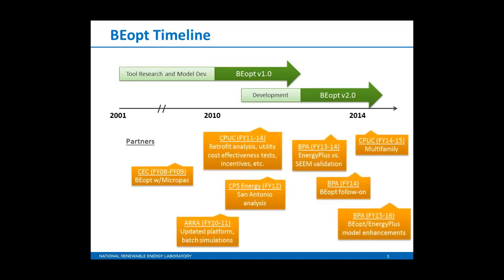And I just want to recognize that beyond the investment that DOE has made into the tool, we have had a number of different partners over the years, and most recently we're doing some work with the California Public Utilities Commission to add multifamily capabilities to BEopt, like I mentioned. We're planning to put out a release of BEopt at the end of June. That would be our first release of BEopt that has multifamily capabilities. I'll give you a quick sneak peek of that later in the presentation.